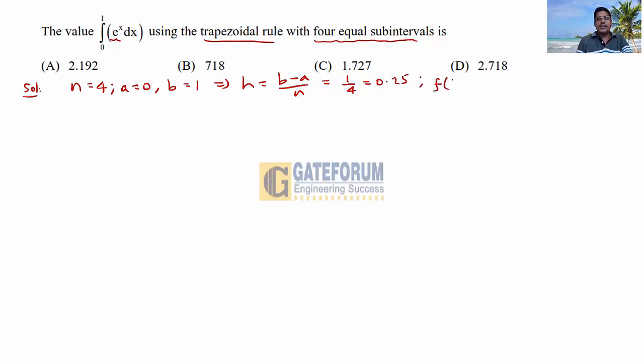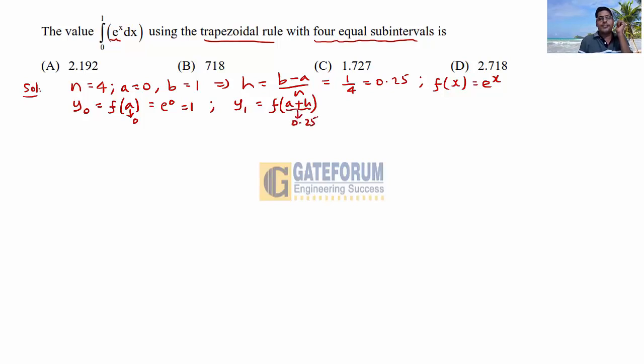Your f of x, the integrand, is the exponential function e to the power x. Start by finding the ordinates, the y values. So y naught is equal to the function value at a. A is nothing but 0. f of 0, e power 0, that is 1. y1 is equal to the function value f of a plus h. A plus h value becomes 0.25. So this is e to the power 0.25. Calculate the exponential: 1.284 approximately.